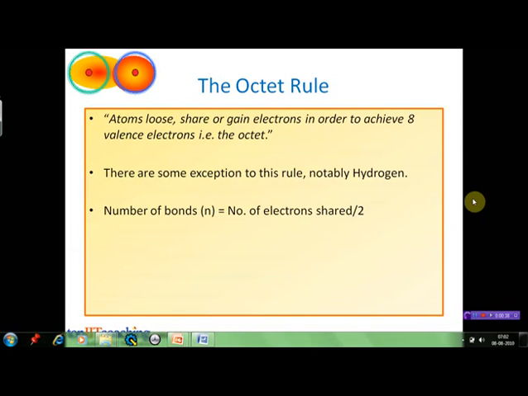In case of sharing, 2 electrons shared between 2 atoms constitute a covalent bond. The atom tries to make as many bonds as possible to complete its octet. But there are some exceptions to this rule, most notably hydrogen. A hydrogen atom is stable by having just 2 electrons in its shell. There are some other examples as well which we are going to discuss very soon. Now, as we discussed that a covalent bond is formed by sharing 2 electrons between 2 atoms, we can say that the number of bonds, denoted by small n, is equal to the number of electrons shared divided by 2.